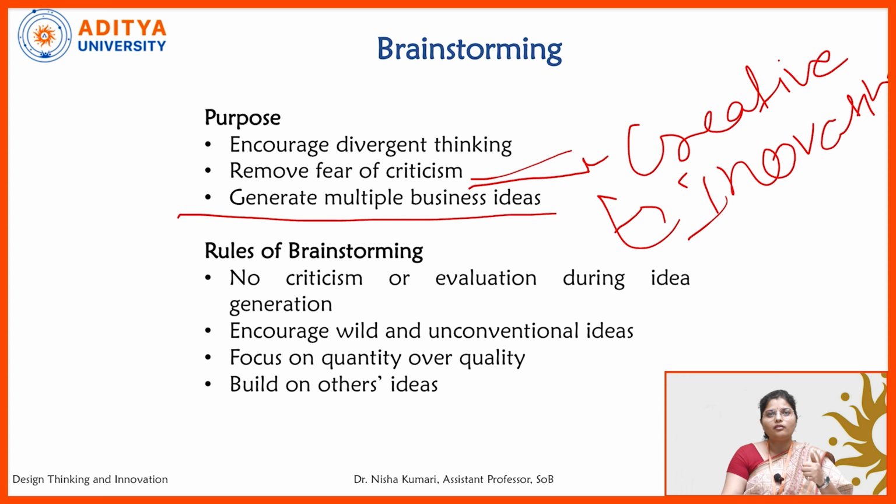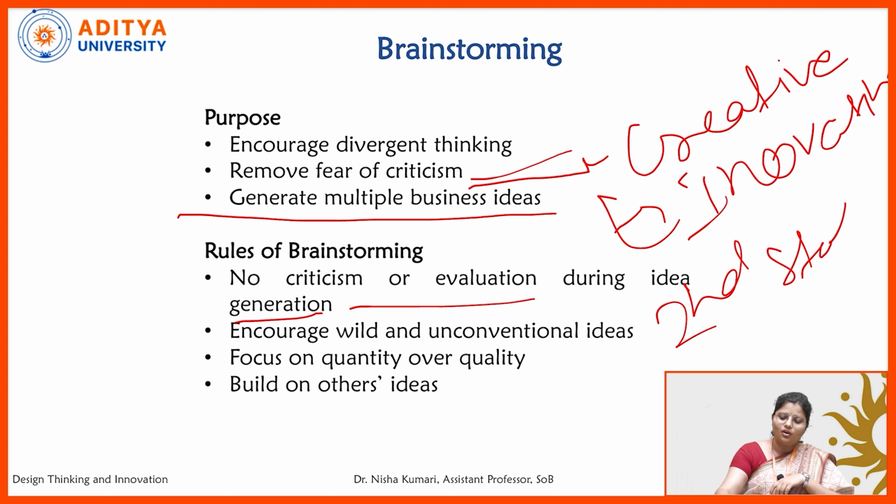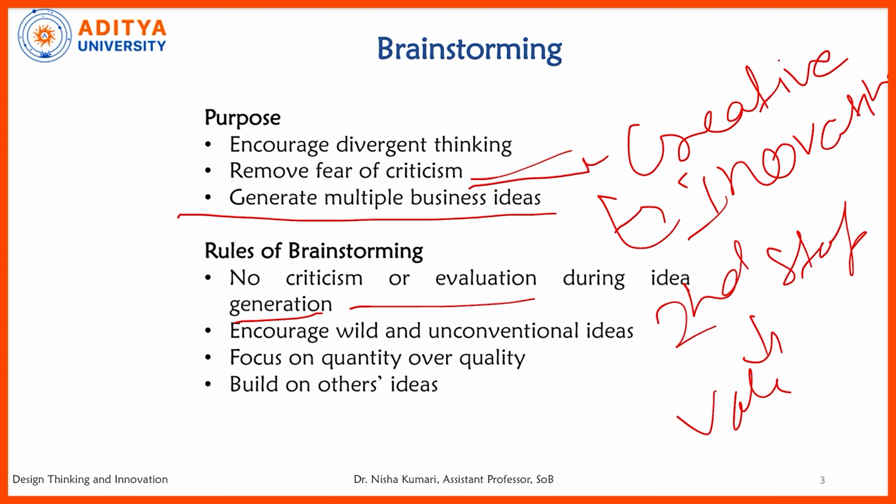Now, what are the rules of brainstorming? First, there will be no criticism and evaluation during the idea generation process. Once we generate the ideas, in the second step we will talk about the validation of the ideas. But in the first step, we are not going to validate or criticize the idea. We are simply going to generate ideas, as many as we can. And then it encourages wild and unconventional ideas.